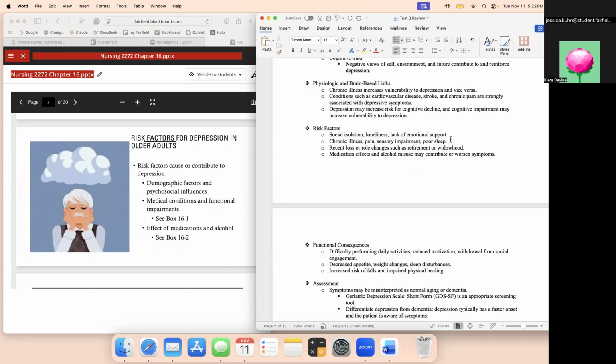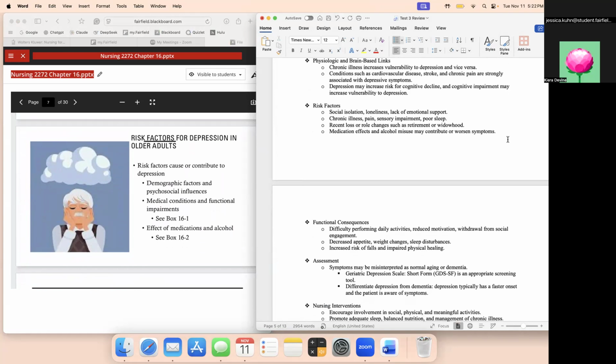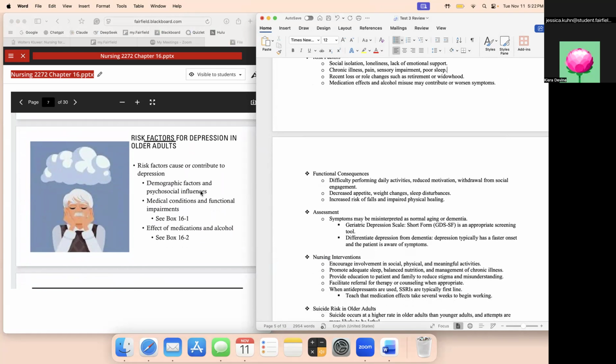Our risk factors are here: social isolation, loneliness, lack of emotional support, just like everything else. This is going to be the same thing that we just talked about in psychosocial: chronic illness, pain, sensory impairment, recent loss, medication effects, alcohol misuse.